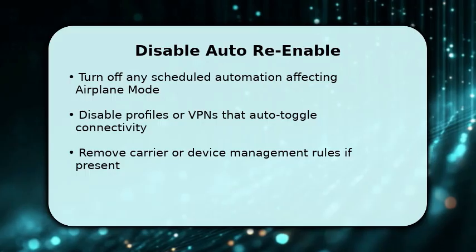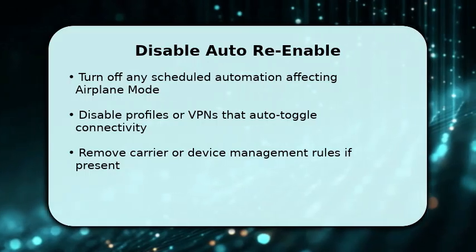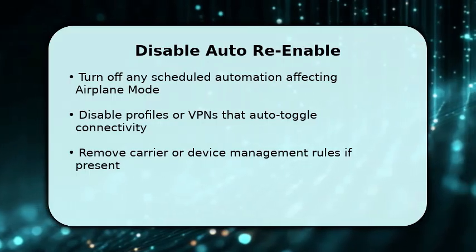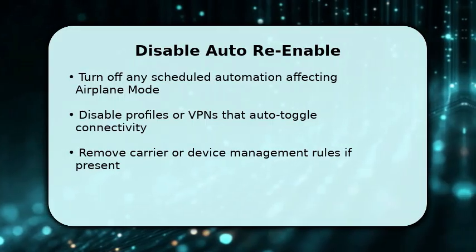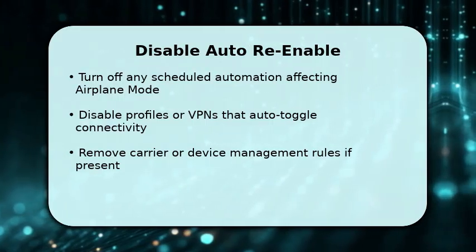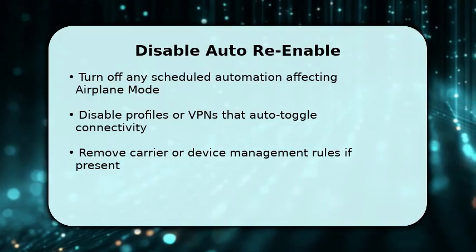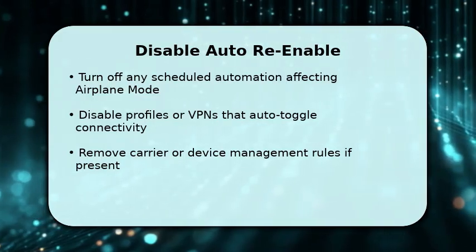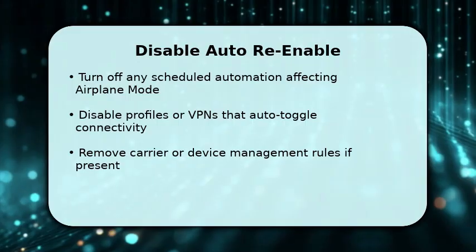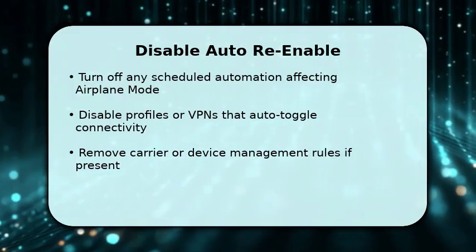Next, go deeper to prevent automatic re-enabling. On iOS, check Shortcuts Automations and turn off any that toggle airplane mode. On Android, check Digital Wellbeing, Bixby Routines, or Automation Apps and delete rules. Also, review Mobile Device Management or Carrier settings that might reapply policies. Remove or update them now.